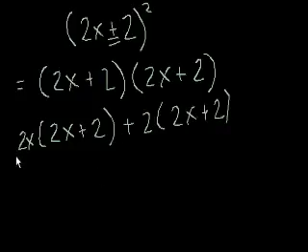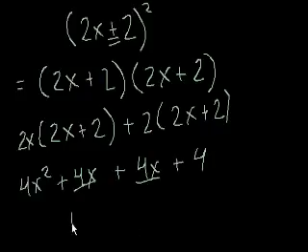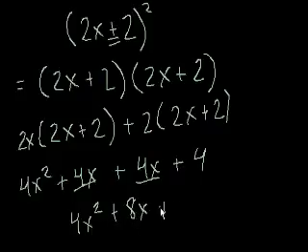We just multiply everything out. 2x times 2x, well, that's 4x squared. 2x times 2, well, that's 4x. Plus 2 times 2x, and that's 4x again. And then 2 times 2, well, that's 4. And we're almost there. We can just add up these two terms. It's 4x squared plus 8x plus 4.